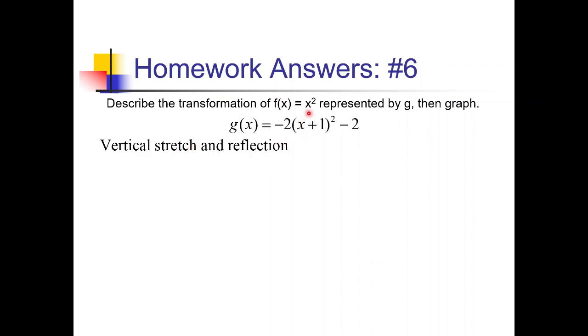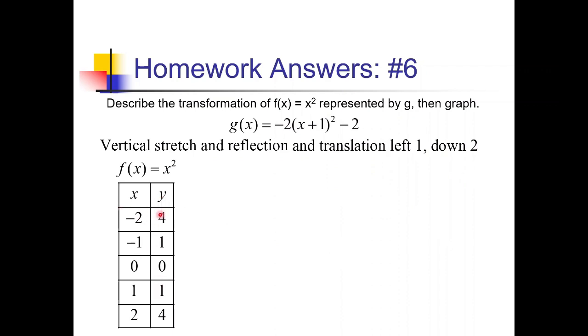Now we're also adding 1 inside and subtracting 2 outside. Those are both going to be translations. Again, the inside stuff is reverse of what it looks like, so this is actually a left shift of 1. And outside is exactly what it looks like, so this is actually a downshift of 2. So we're going left 1, down 2. Here is our x squared parent table with -2, 4, and all the rest of those.